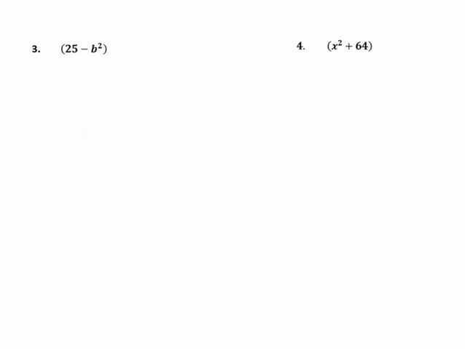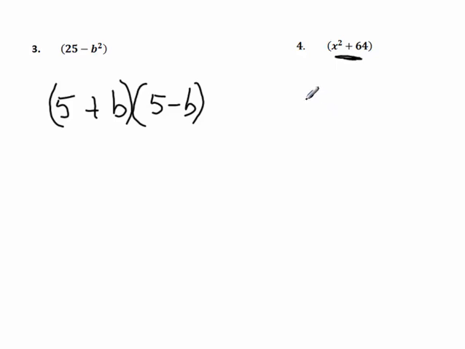I'm going to give you a second to try these out. Now here we're looking at the square root of 25, which is 5, plus the square root of b squared, which is b, times 5 minus b. And here are my factors for that binomial. And this guy here, hey, wait a second, that's not like the other ones. This is the sum of perfect squares, and for that it will always be prime.